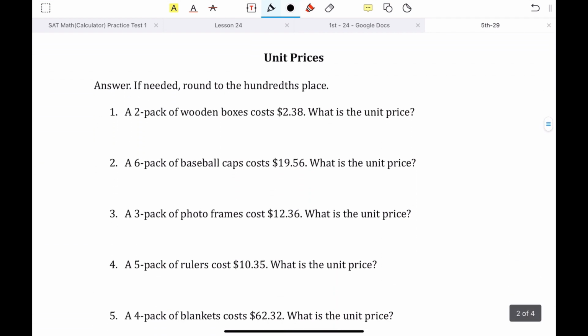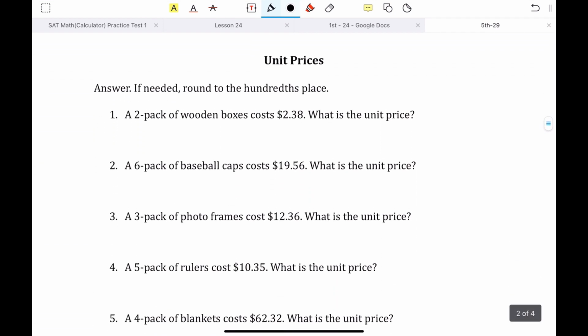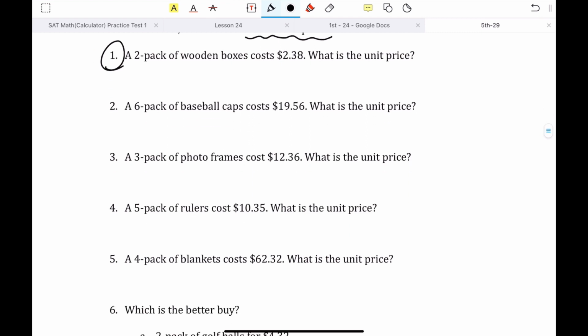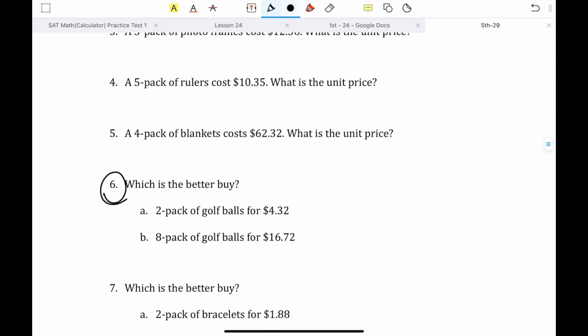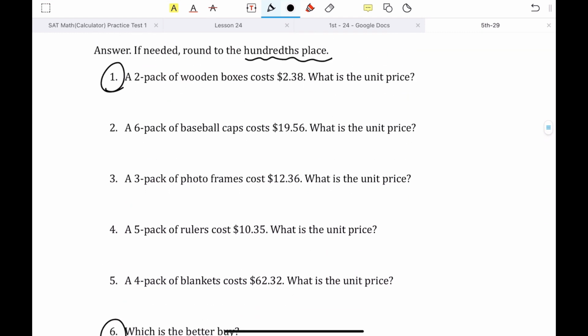Next section is unit prices. Answer, if needed, round to the hundredths place. We're going to go over number 1 and then number 6 together. Number 1 says a 2-pack of wooden boxes costs $2.38. What is the unit price? Unit price refers to the price of one of these, the price of one thing.